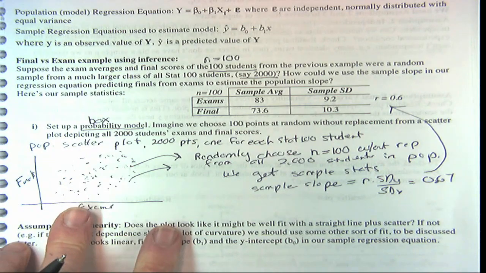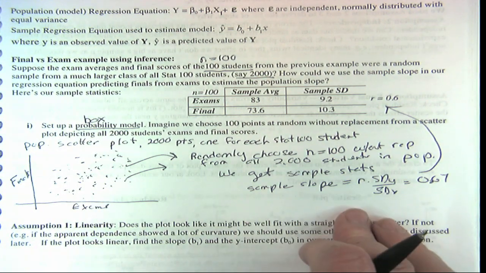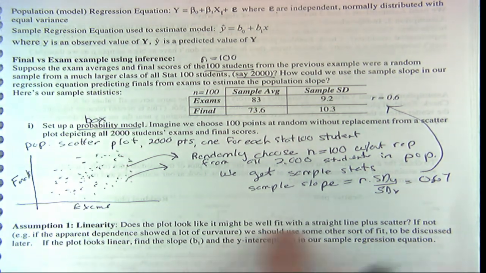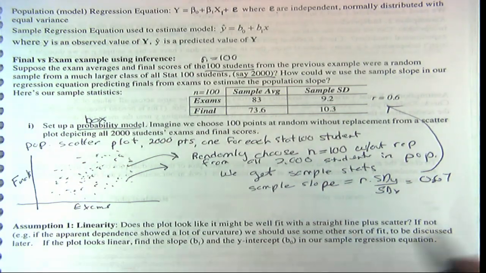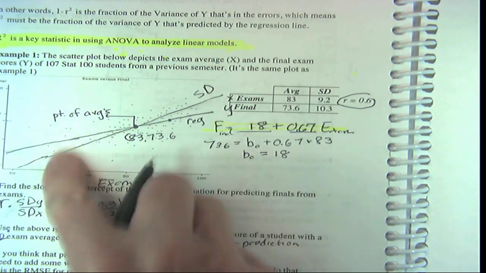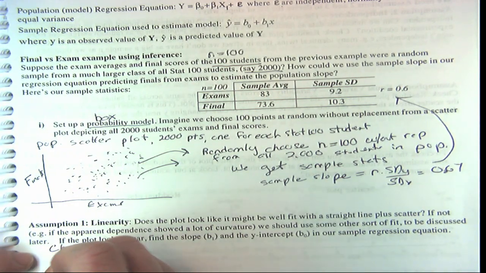Now we have to look at our regression plot, and the first thing we want to do is ask: does the plot look like it may well fit with a straight line plus scatter? Remember, you look on the previous page: did it? Yes, it looked pretty good. I'll draw it again. So we want to check for linearity first.